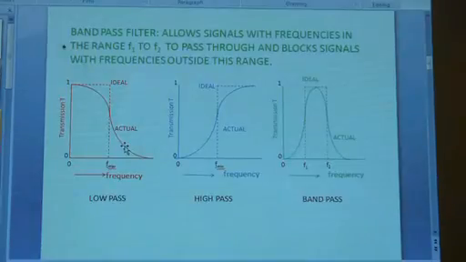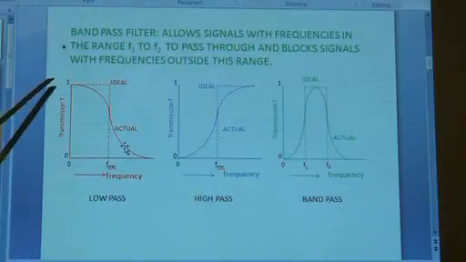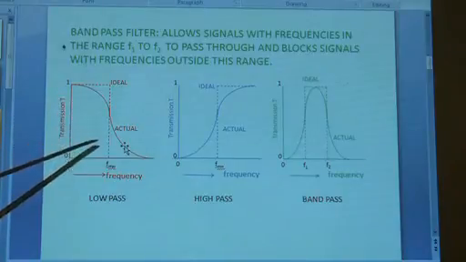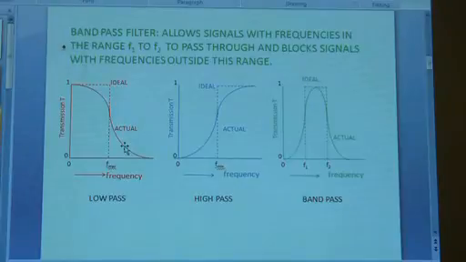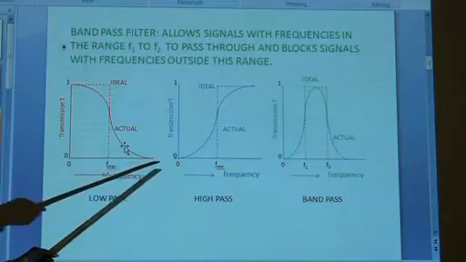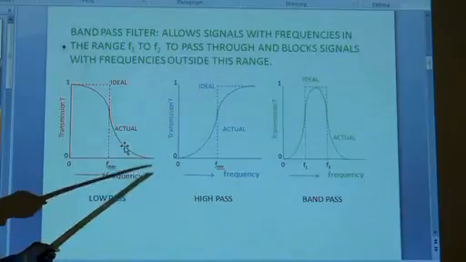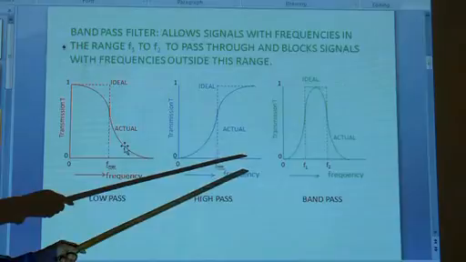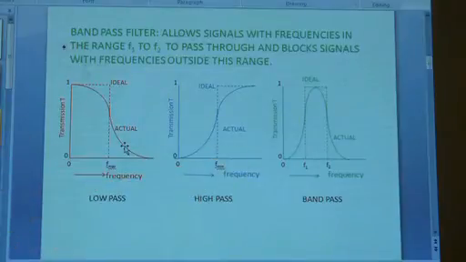But actual filters do not have such abrupt cutoff. In an actual filter, the transmission coefficient will decrease slowly up to F maximum and then fall below a certain value when the frequency is more than F maximum. This is the transmission coefficient for an actual high pass filter, and this is the transmission coefficient for an actual band pass filter.